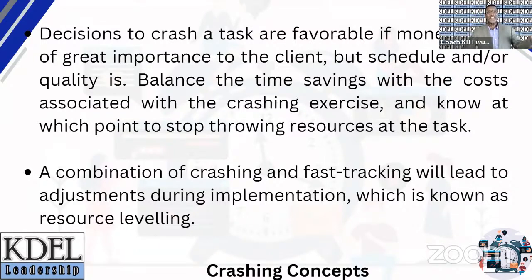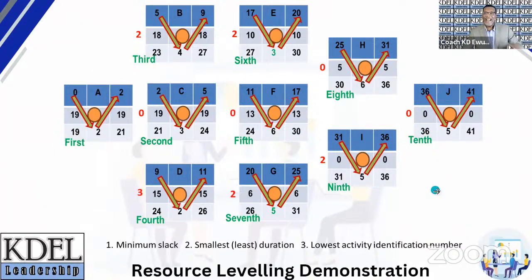Now, if there's yet another tie, okay, we break it by selecting the task with the lower activity identification number. In this project, activity E should be resource leveled before activity G. You can see that they have the same slack. If you look at E and G, they have the same slack, which is 2 weeks. But activity E has a shorter duration, 3 weeks, than activity G, which has a 5-week duration.